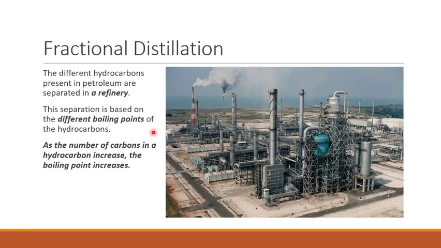How do we separate the components of petroleum? By using different boiling points. We know from before that for any hydrocarbon, as the number of carbons increases, the boiling point increases.